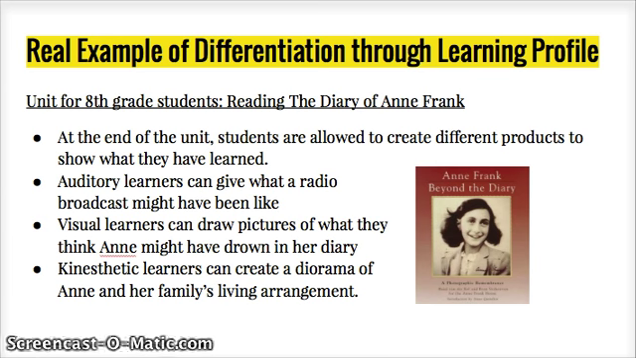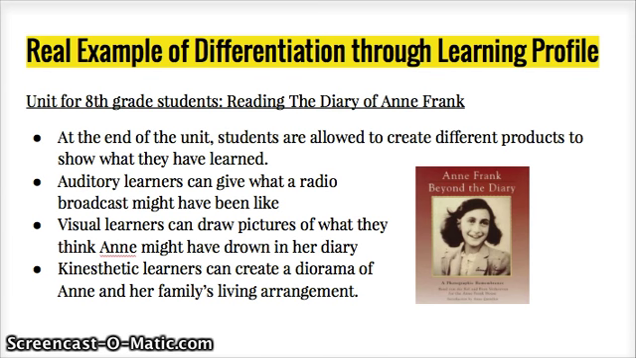This unit is for 8th grade students who are reading the Diary of Anne Frank for English class. At the end of the unit, students are allowed to create different products to show what they have learned. The teacher gives students many options for what they could do, but here are 3 examples that could appeal to 3 different types of learners.